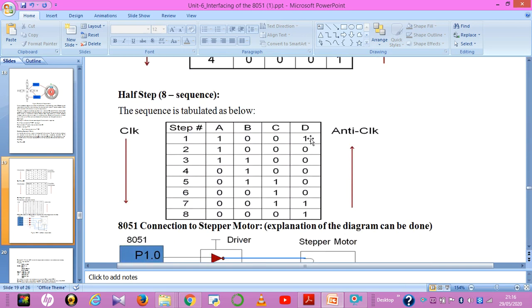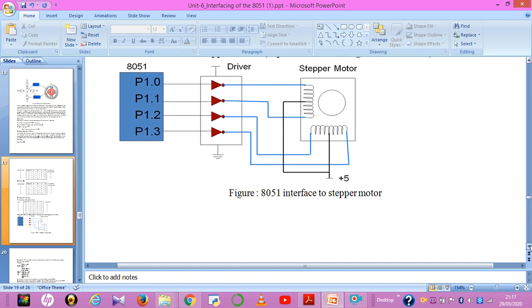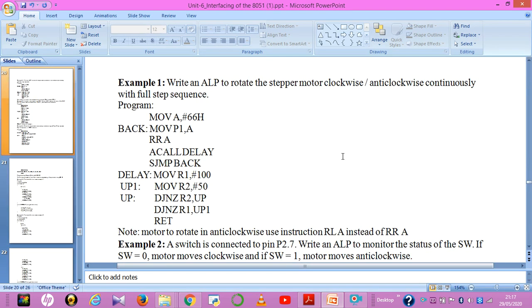You start with 1 0 0 1 and it starts rotating clockwise. If I start giving a sequence 0 0 0 1, it rotates anti-clockwise. So this is the interfacing, how you are going to interface a stepper motor to 8051. It's very important from the exam point of view. They are going to ask in the exam to explain the interfacing of stepper motor with 8051. You have to draw this diagram and explain what I have explained till now. You have to add that theory, and after that write the program to get the 10 marks. Write an ALP to rotate the stepper motor clockwise or anti-clockwise continuously with full step sequence.